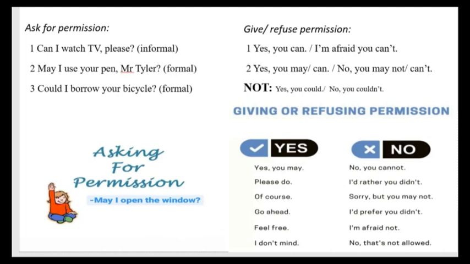Yes, you may. Please do. Of course. Go ahead. Feel free. I don't mind. No, you cannot. I'd rather you didn't. Sorry, but you may not. I'd prefer you didn't. I'm afraid not. No, that's not allowed.